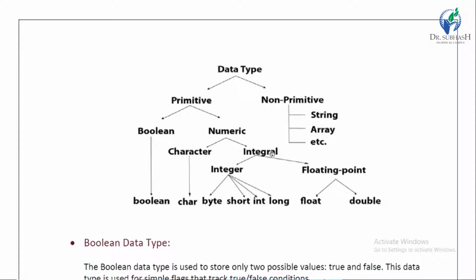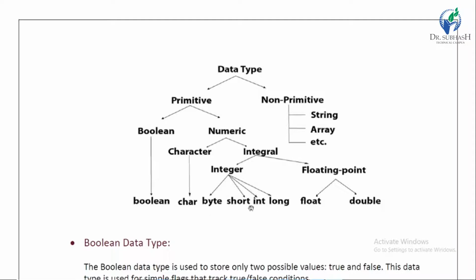Next, the second part of numeric is integral. Integral is integer as well as floating point. Integer can be categorized into byte, short, integer and long. You may wonder why integer is categorized into so many types; it depends on the size and the value ranges. The size of byte is 1 byte, short is 2 bytes, and integer in Java is 4 bytes, not 2 bytes as in C. The size of long integer in Java is 8 bytes.